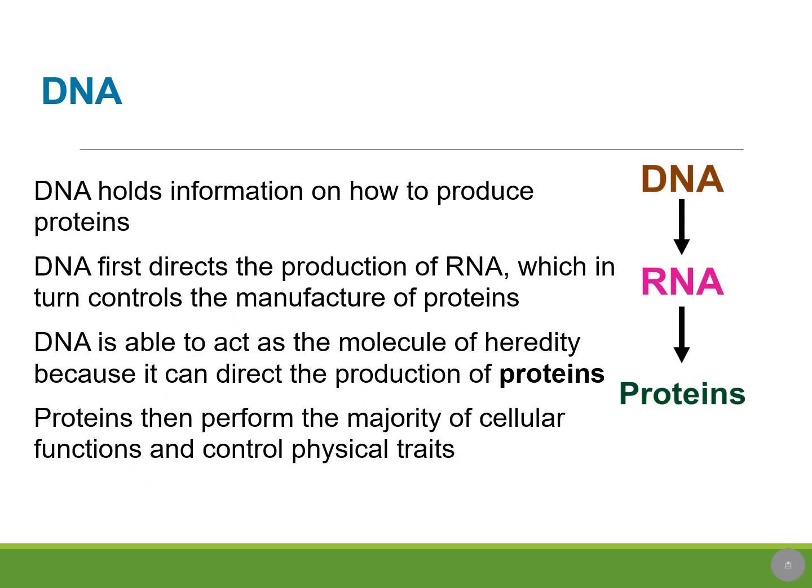So DNA is going to hold information on how to produce proteins. That is one of the ultimate goals of DNA. And so now we can talk about how DNA is used to make proteins, whereas the previous two slides talked about how DNA was going to be copied.